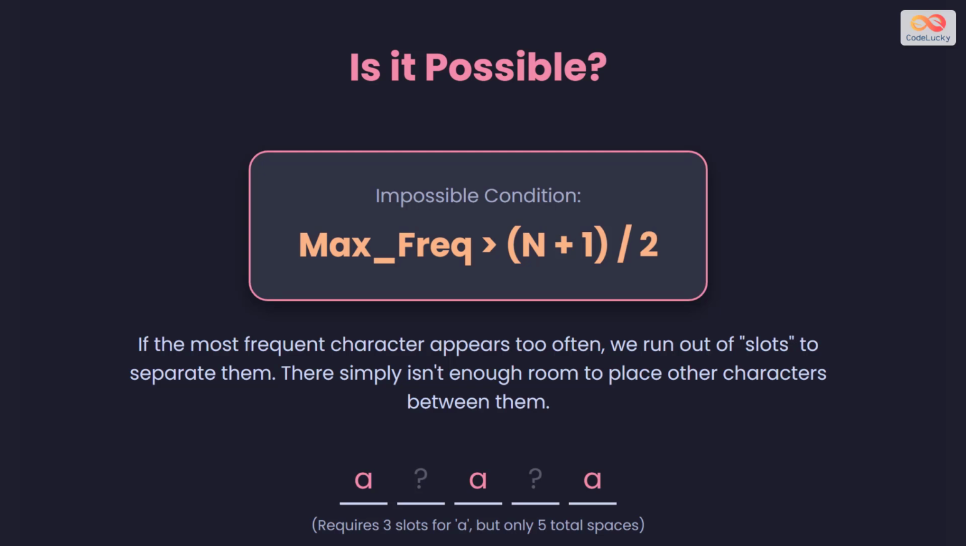Before we try to build the string, we should check if a solution is even possible. The Pigeonhole Principle applies here. If the count of the most frequent character is greater than half the length of the string rounded up, it is impossible to separate them all. If this condition is met, we return an empty string immediately.